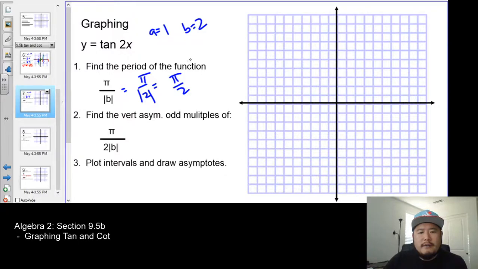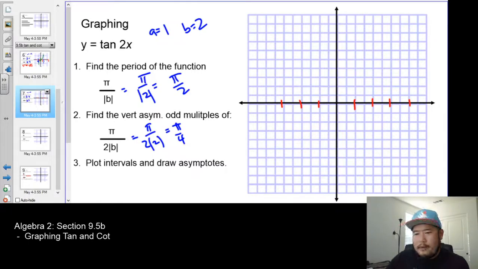Step 2, let's find the vertical asymptote. And remember, it's odd multiples of pi over 2 absolute value b. And so we have right here pi divided by 2 times absolute value of 2, which is pi over 4. So we go to step 3, we're going to pull out our intervals. We draw our asymptotes. So remember, we got ourselves our fourths, 1, 2, 3, 4 to the right, and 4 to the left. And if we're only drawing one period, you actually don't need to have all 4. You just need 2 hash marks to the left, 2 hash marks to the right, unless there happens to be some horizontal translation.